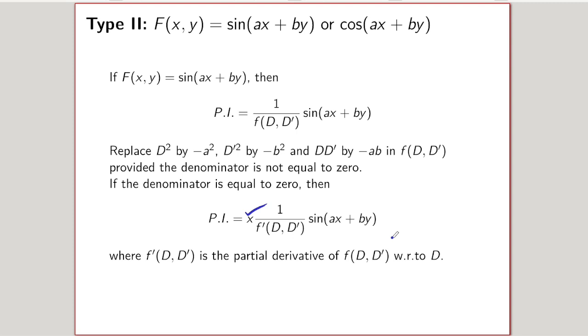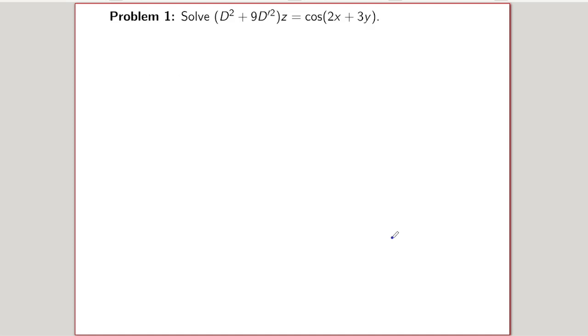So f dash of D comma D dash is nothing but the derivative with respect to D. D dash will act as a constant. So similarly, we can do the same procedure for cosine right hand side terms also. So let us take the first question. Solve D square plus 9 D dash square into z equal to cos(2x+3y).